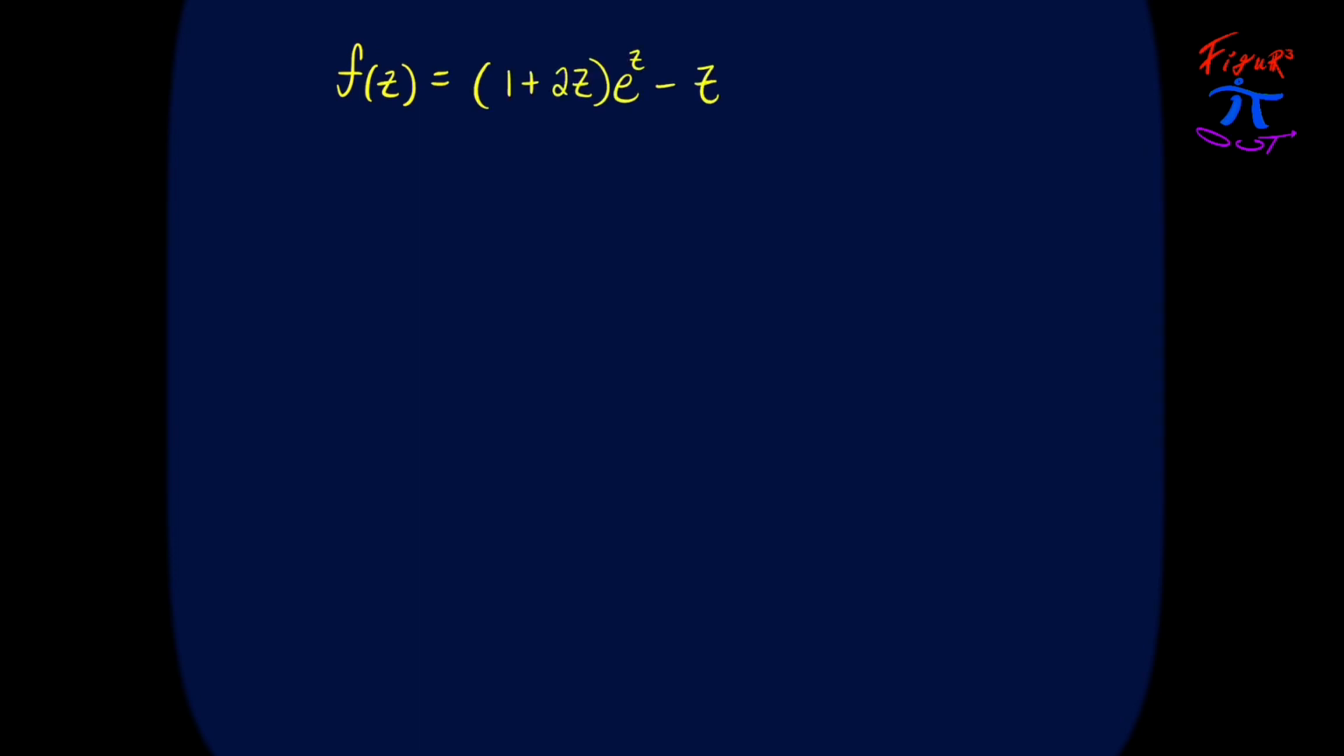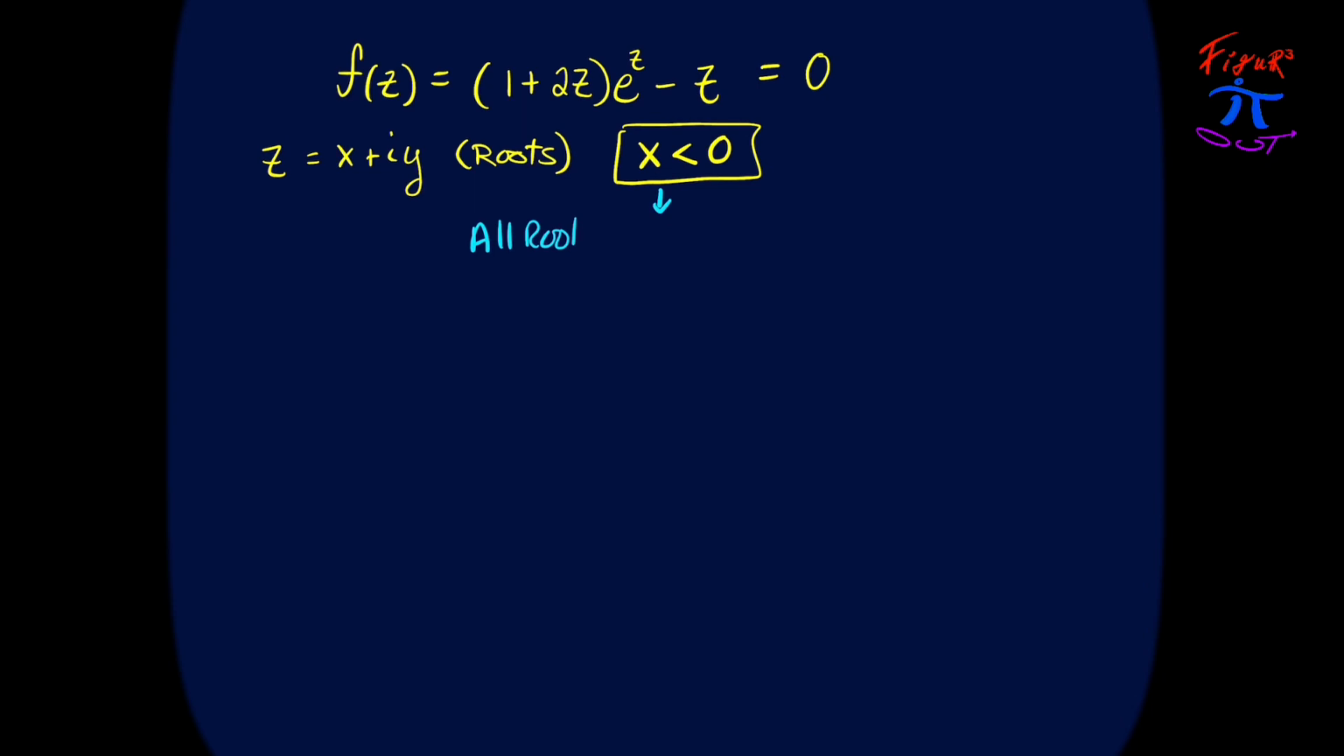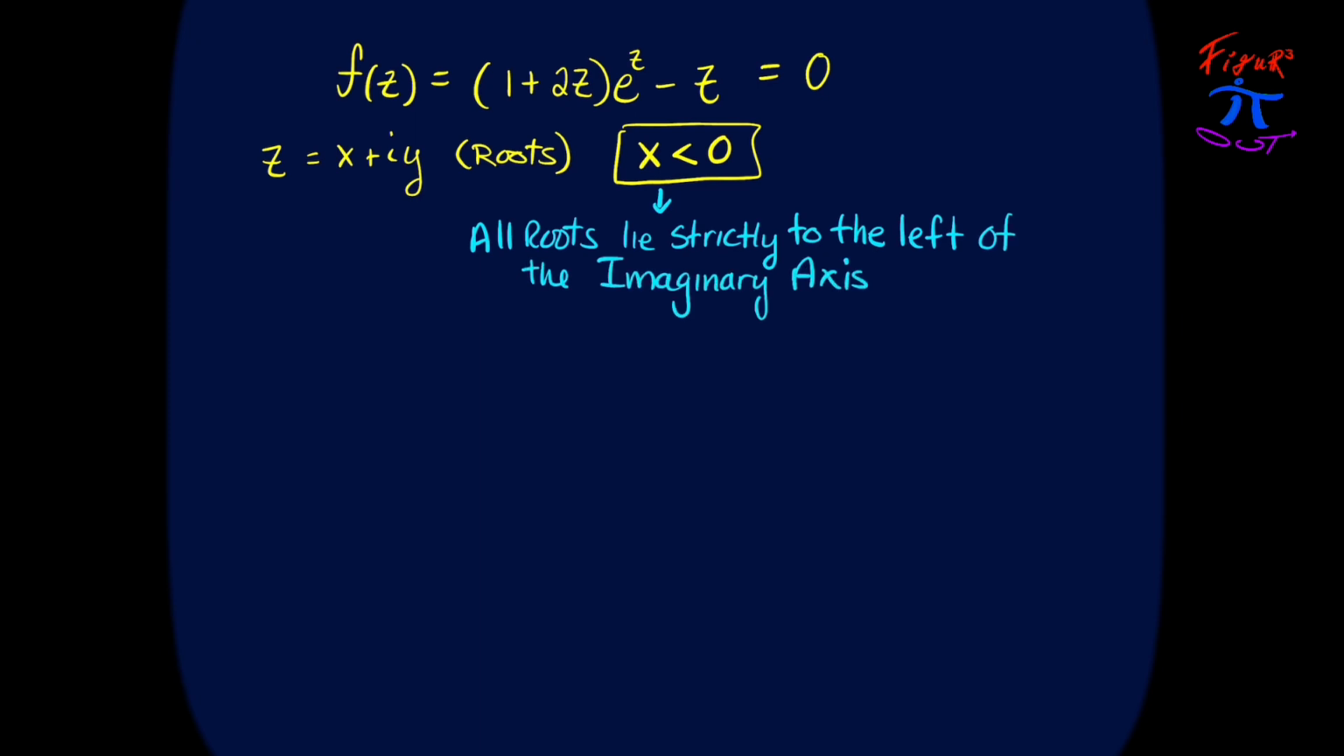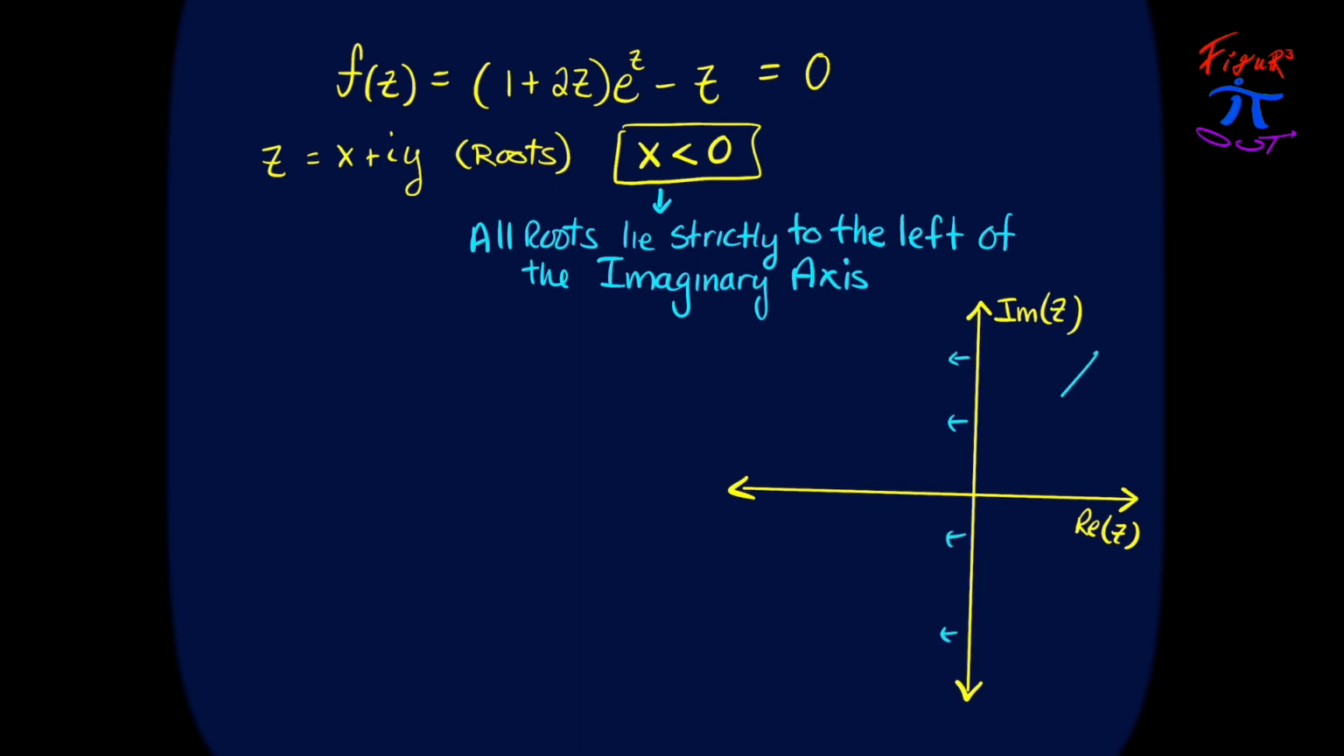So f of z equal to (1 plus 2z) e to the z minus z equal to 0 that we're trying to satisfy here has complex roots z equals x plus iy, where x is negative, less than 0. So this tells us something about the nature of the roots. It means that all the roots must lie strictly to the left of the imaginary axis. So if we sketch this idea out, here's the real axis, here's the imaginary axis, we have only roots to the left of the imaginary axis, nothing to the right.